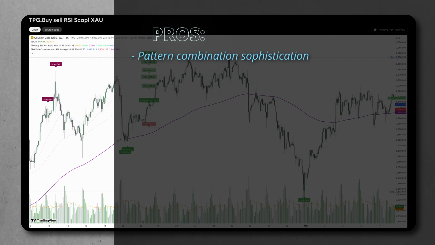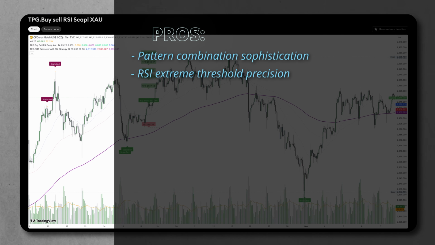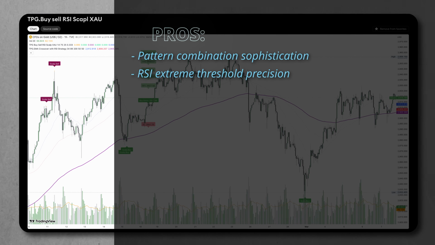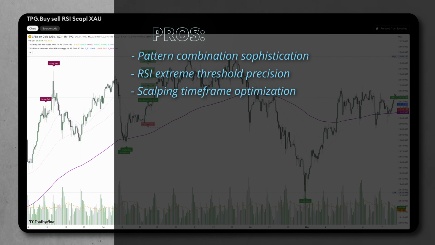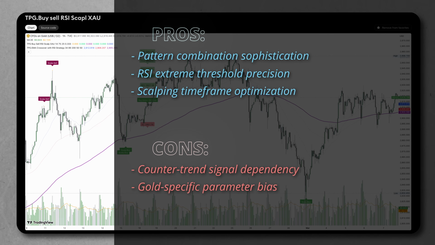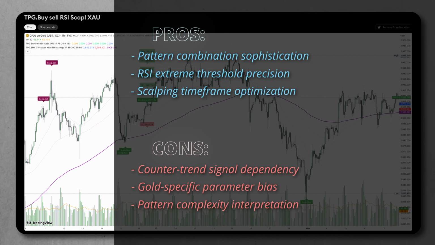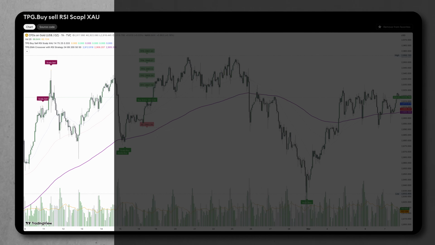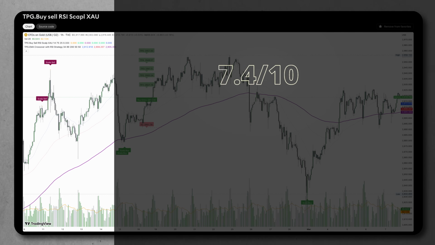Pros: pattern combination sophistication, RSI extreme threshold precision, scalping time frame optimization. Cons: counter-trend signal dependency, gold-specific parameter bias, pattern complexity interpretation. Ranking: 7.4 out of 10.